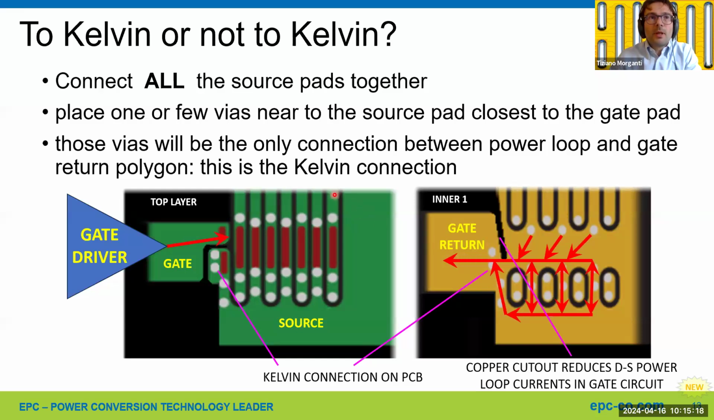And if you can see the current path from the gate driver, the gate drive current will go to the gate terminal and will return back from all the source terminals of the device, and it will go back to the gate drive. So there is some common source inductance in this area, but this kind of layout is the best you can do.